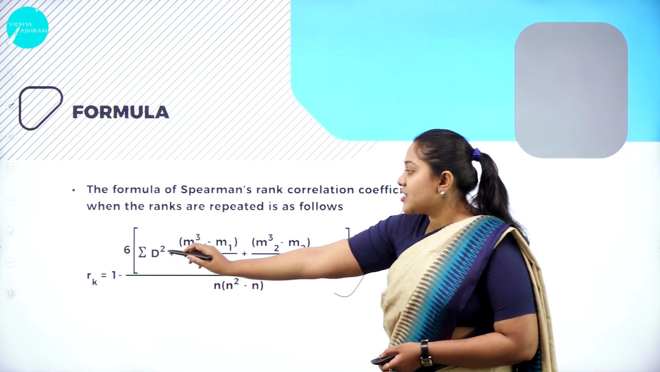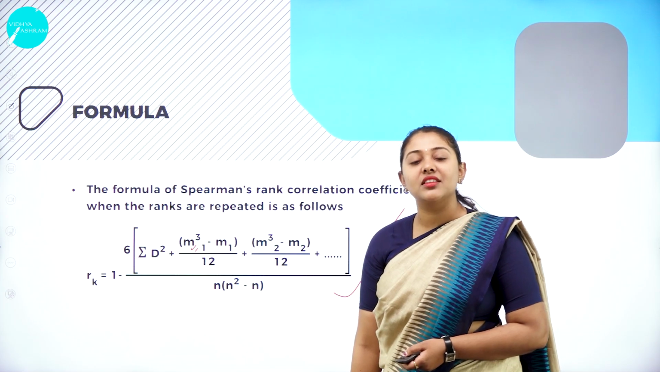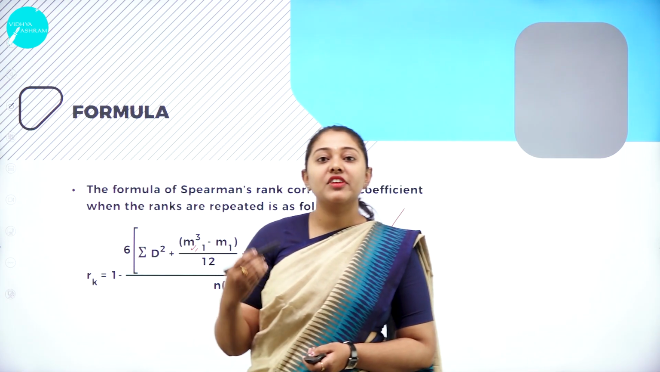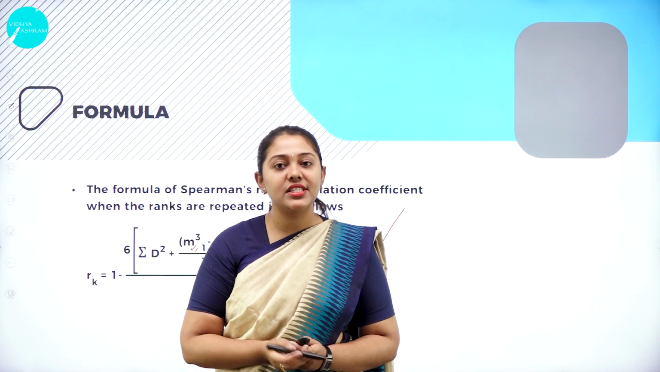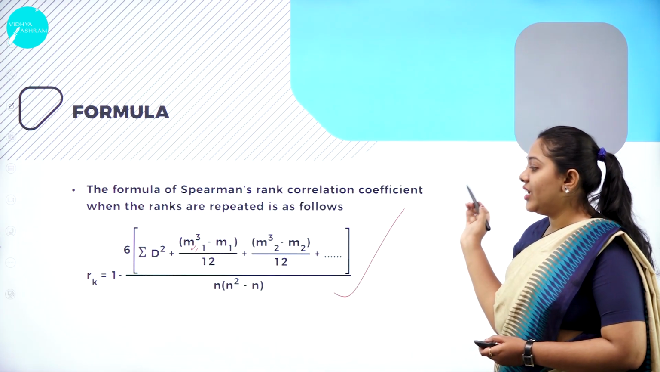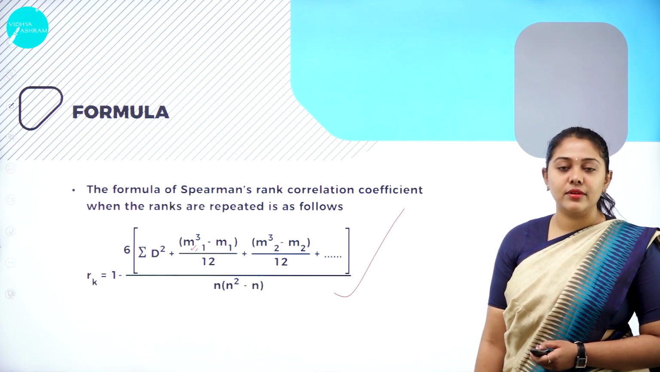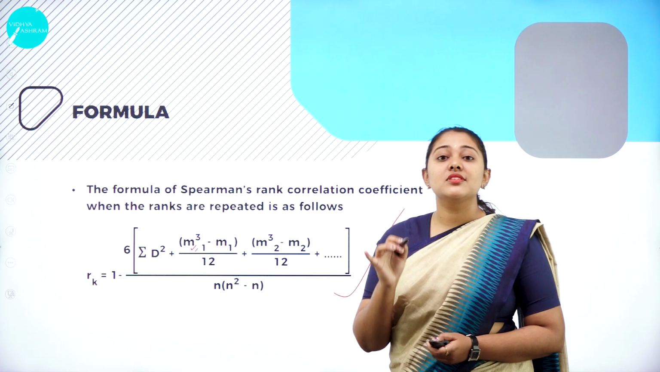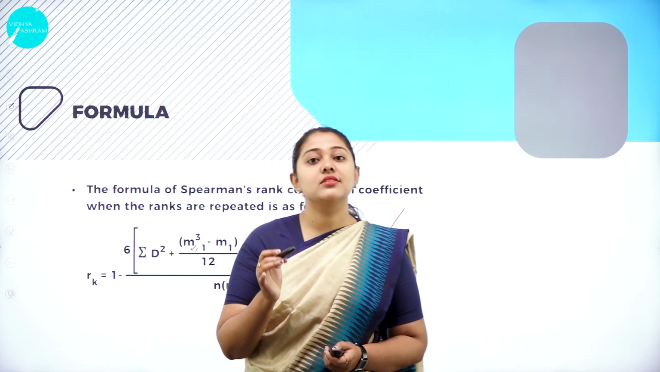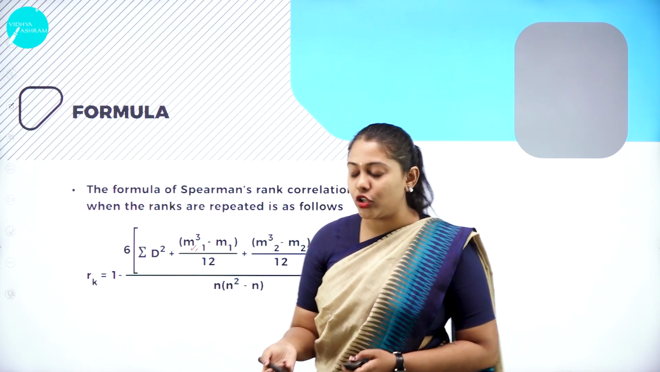So what is it? 6 sigma d square plus m. What is this m? It is the number of observations that are repetitive in a given set of data. So m1, m2, m3, and so on. And n is the number of observations. So this is how you calculate the Spearman's rank correlation coefficient in case 3, when the ranks are repetitive in your given set of data.